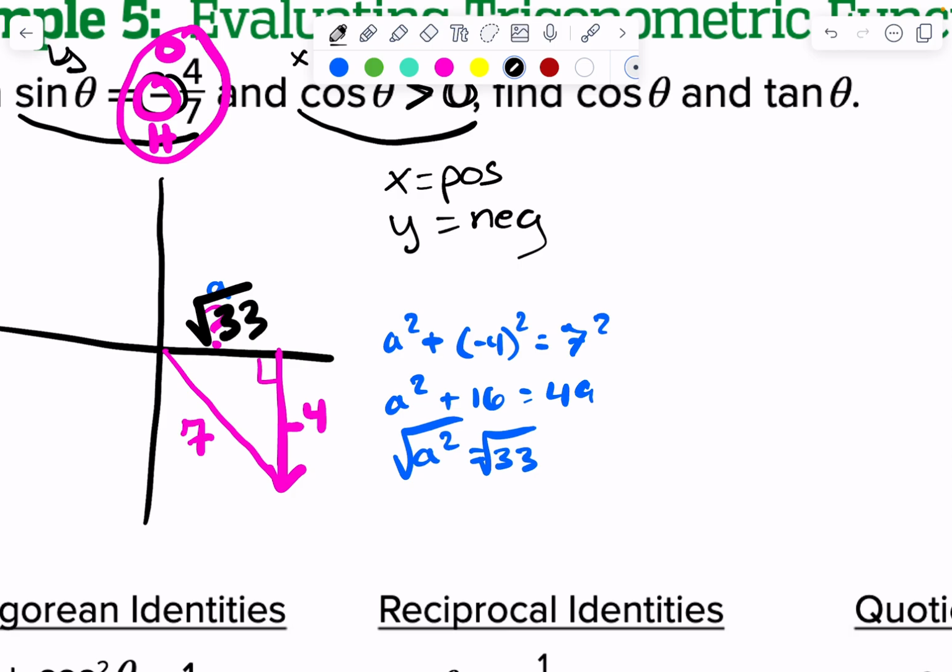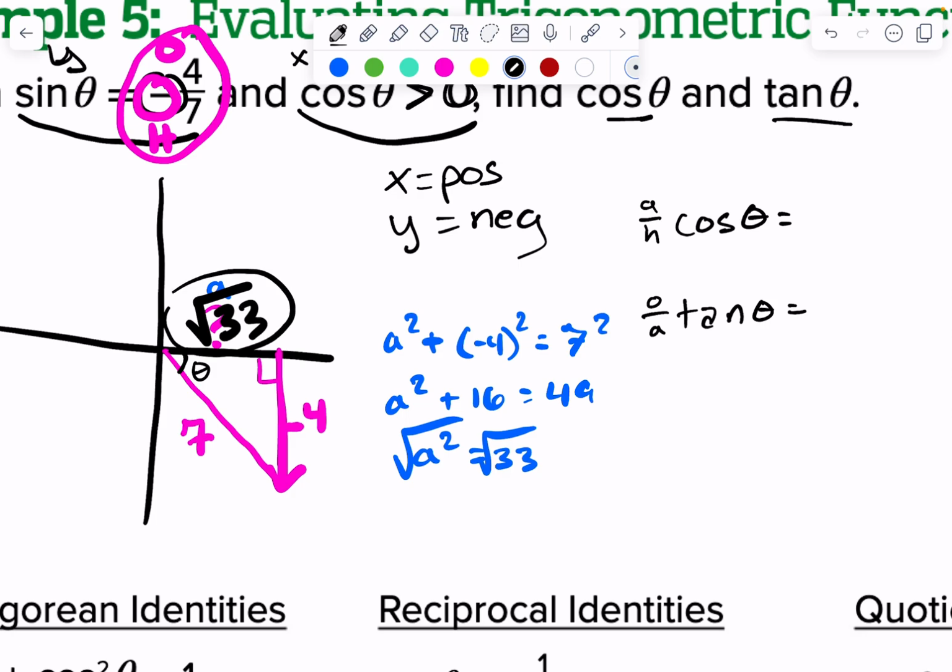Okay, then they want me to find cosine and tangent. Oh, by the way, my angle theta lives in this tight corner right here. Okay, cosine of theta equals, tangent of theta equals. We're just finding what those guys are. Cosine is a over h and tangent is o over a. Okay, so a over h, the adjacent over the hypotenuse side, this is square root of 33 over 7. That's it, and he is done. We don't have to rationalize it at all.